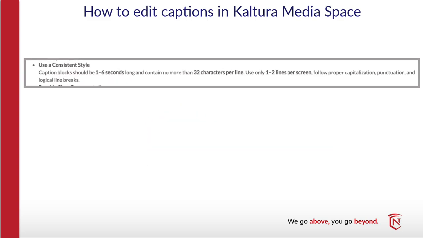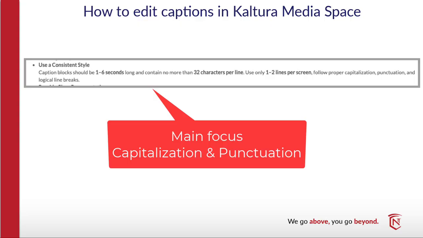Use a consistent style. Caption blocks should be 1 to 6 seconds long and contain no more than 32 characters per line. Use only 1 to 2 lines per screen. Follow proper capitalization, punctuation, and logical line breaks. Here, your main focus will probably be on capitalization and punctuation.